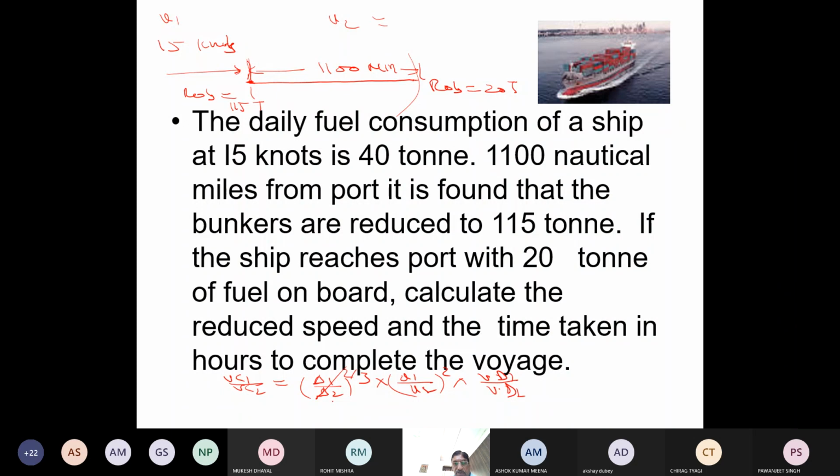Formula is on your screen, as you can see. Delta 1, delta 2 cancels out. There is no change in displacement. So it is 40 by 95 on the left hand side equal to V1 is 15, V2 we have to calculate, square of this. Voyage distance 1 is 15 into 24. Voyage distance 2 is 1100. This is a straightforward equation. Correct? ठीक है सर, राइट, अभी मैंने वो 24 लिख किया. So please, okay, do it.